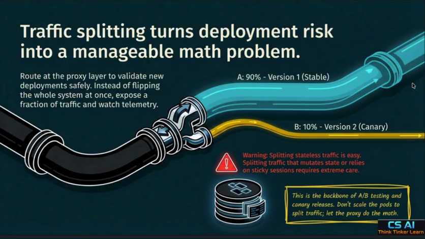One of the most powerful features of a mesh is traffic splitting. It turns deployment risk into a manageable math problem. Instead of flipping the switch for the whole system, you can route 90% of the traffic to your stable version and 10% to a canary release. You watch the telemetry, and if it looks good, you gradually open the valve. Remember, splitting stateless traffic is easy, but splitting traffic that mutates state requires extreme care.